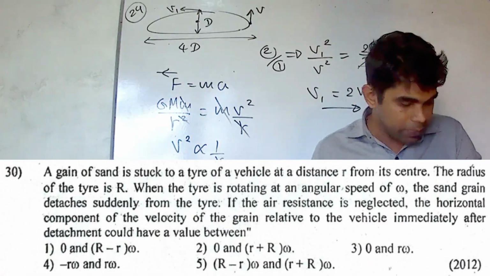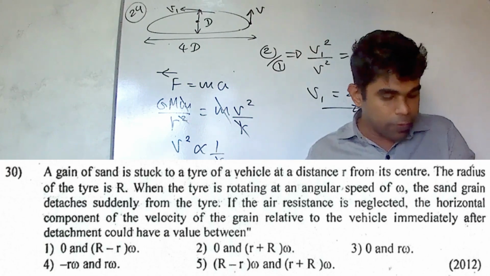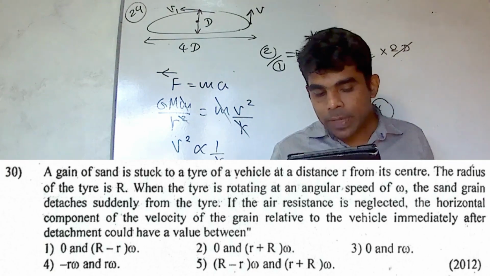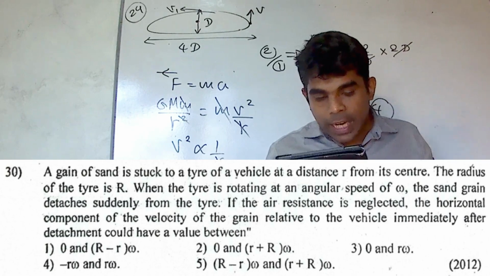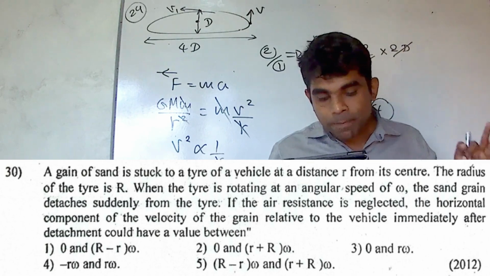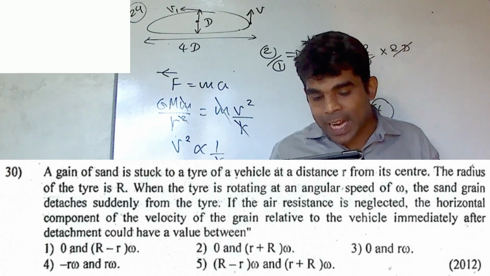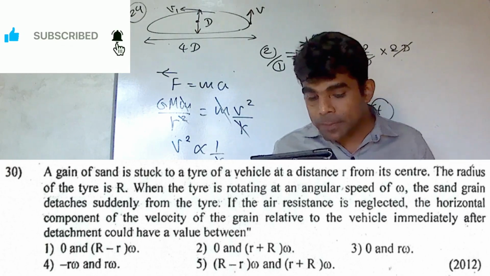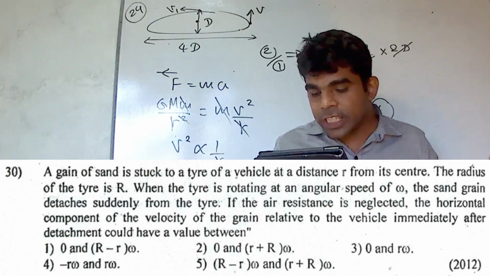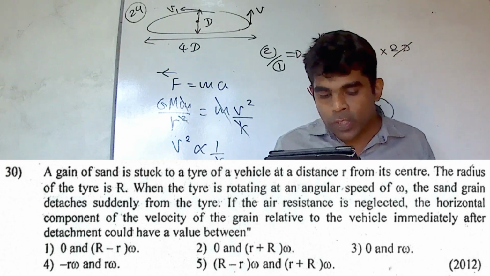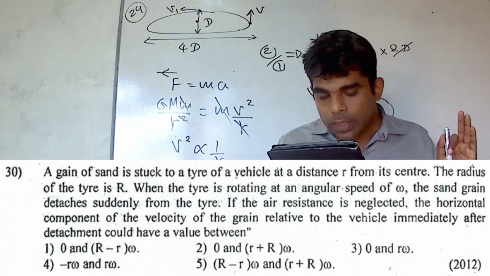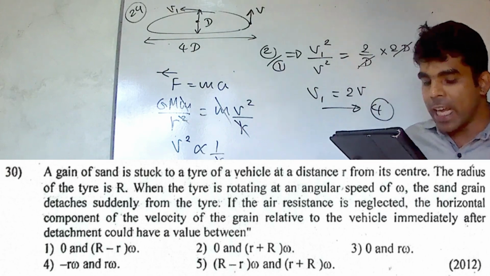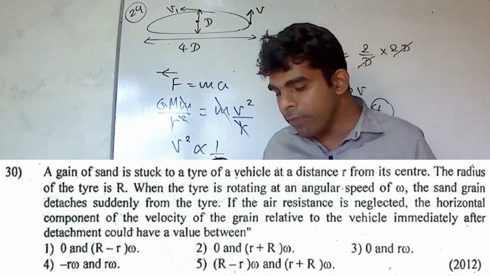Then question number 30. A grain of sand is stuck to a tire of a vehicle at a distance r from its center. The radius of the tire is capital R. When the tire is rotating at angular speed omega, the sand grain detaches suddenly from the tire. If air resistance is neglected, the horizontal component of velocity of the grain relative to the vehicle immediately after detachment could have a value between.